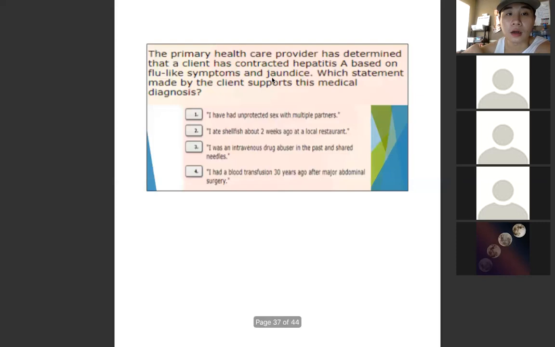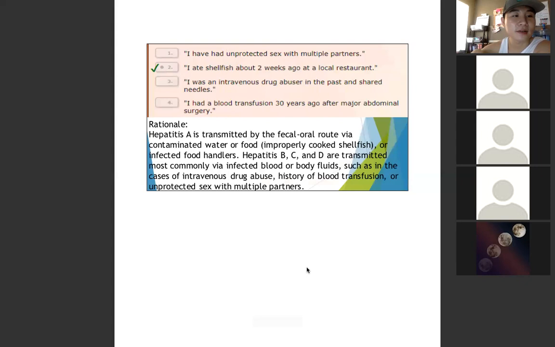Next, the primary healthcare provider has determined that the client has contracted hepatitis A based on flu-like symptoms and jaundice. Which statement made by the client supports this medical diagnosis? All right, remember what hepatitis A is transmitted through? All right. So, I ate shellfish about 2 weeks ago at a local restaurant. Let's see if it's correct. Perfect. Good job, you guys.